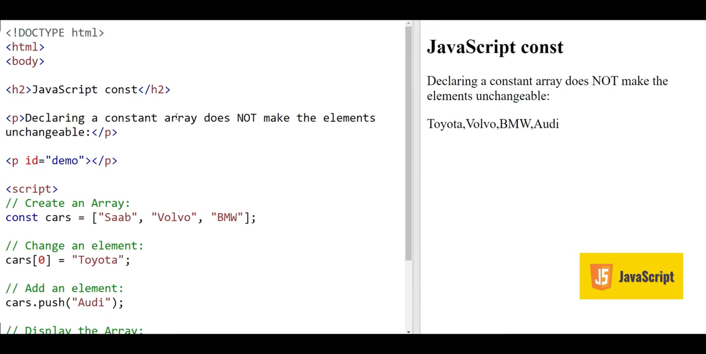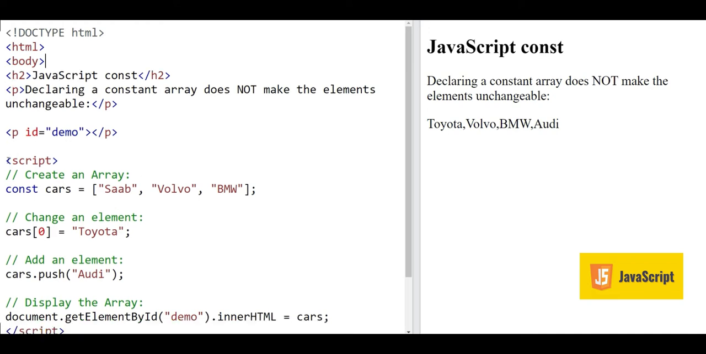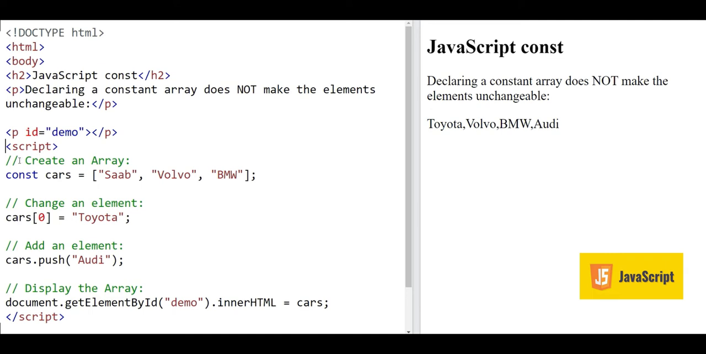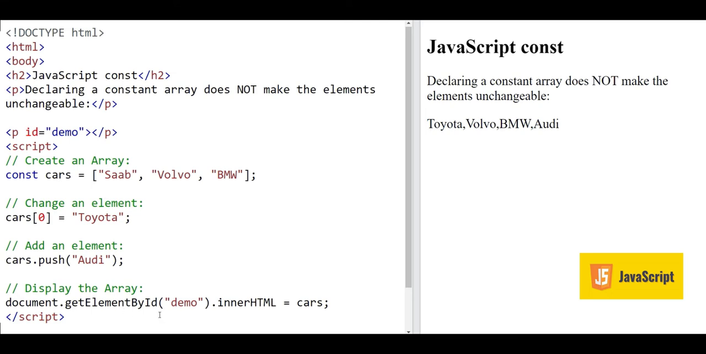Okay, so right, see here we have our script. Here we defined an array with 3 elements, then we changed Saab with Theora. Here you can see in the output it is changed with Theora. Then we added Audi, I think it's pronounced like this, and it's added at the end of BMW. And then we are displaying the result with inner HTML property of demo element, which is P paragraph.